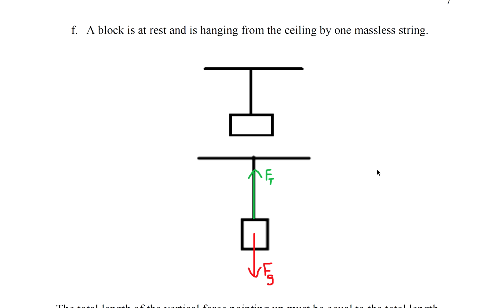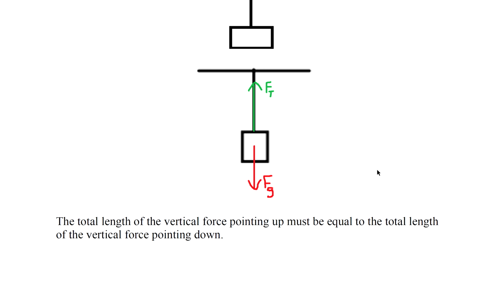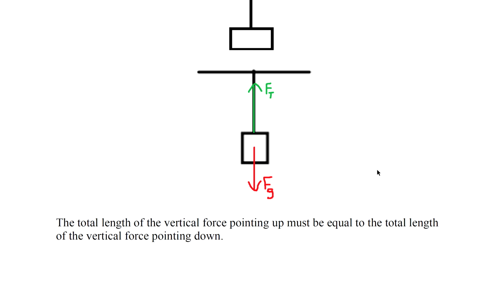Part F. A block is at rest and is hanging from the ceiling by one massless string. So force of tension up equals force of gravity down. So those lengths should be the same. Once again, sigma F equals ma. If the object isn't moving, a is 0, so sigma F is 0.